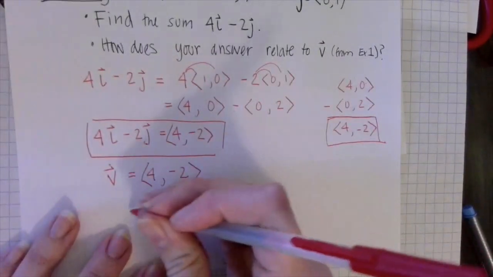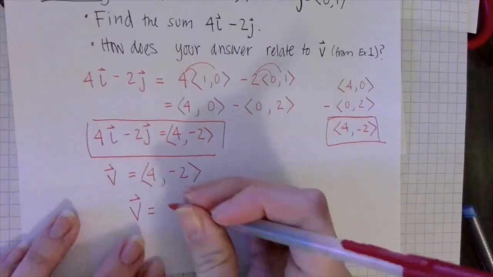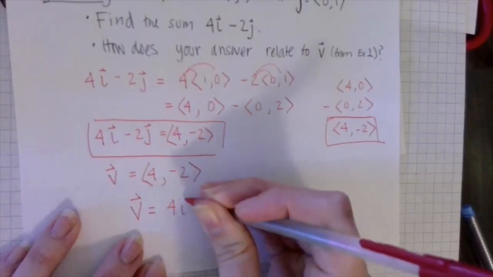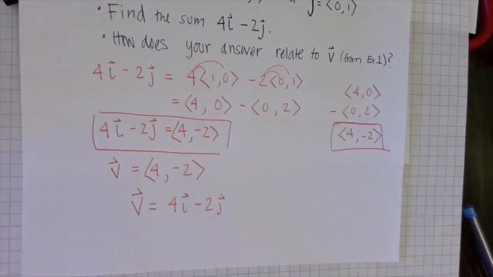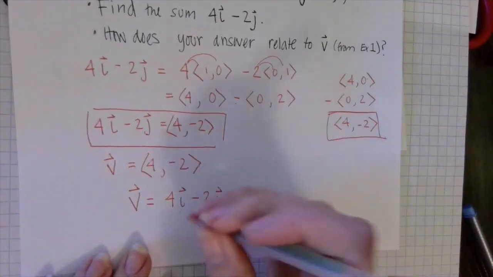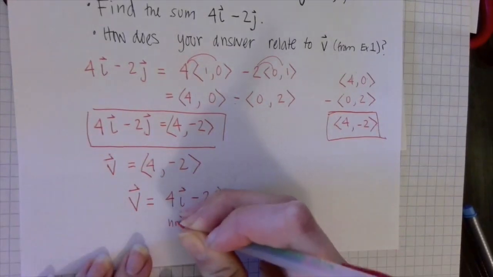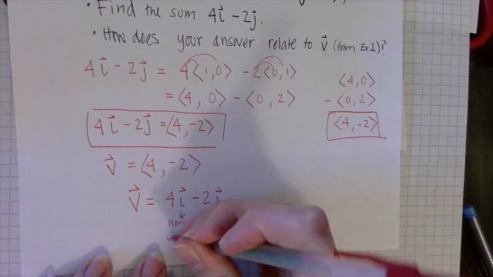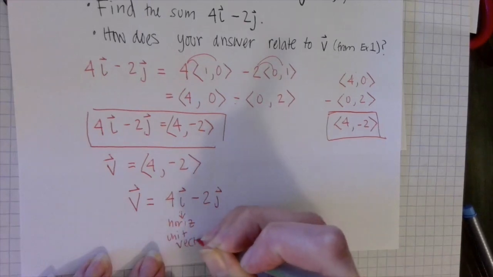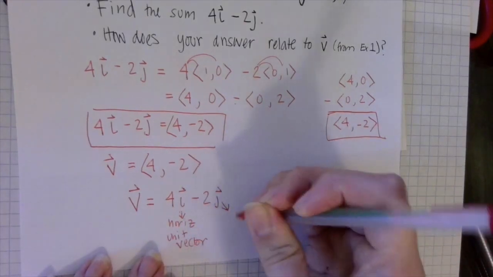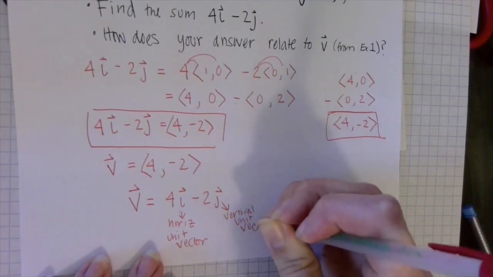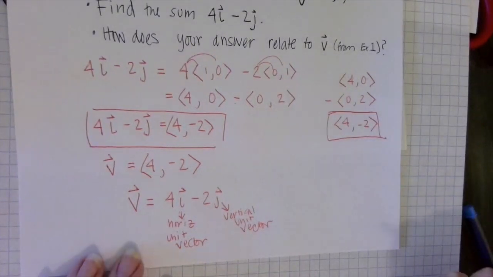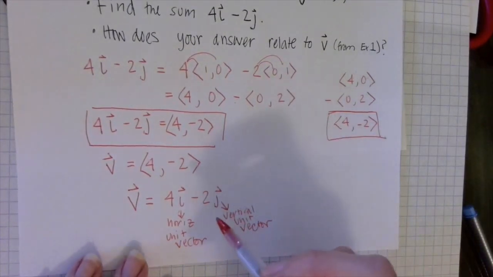We can write vector v as 4i minus 2j. This is ij form. i and j are unit vectors. This is a horizontal unit vector. It's always called i. And j is a vertical unit vector. And we can write all vectors in their ij form.